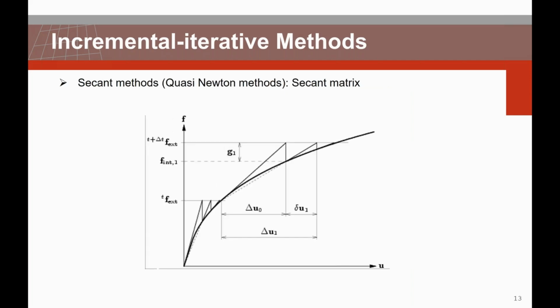The quasi-Newton method, also called the secant method, essentially uses information of previous solution vectors and out of balance force vector during the increment to achieve a better approximation. Unlike regular Newton-Raphson, the quasi-Newton method does not set up a completely new stiffness matrix for every iteration.